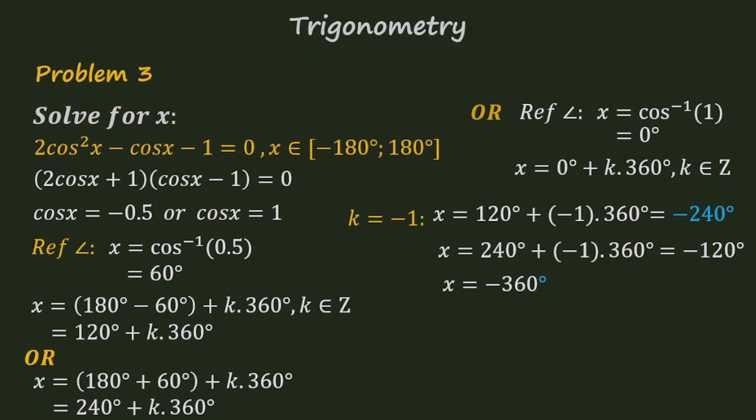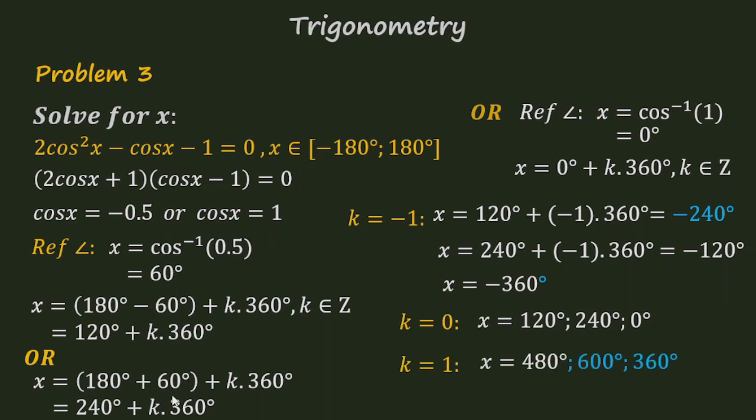Now let's try k equals 0. If we substitute k equals 0 in this, we will get 120. When we substitute k equals 0 in this, we get 240. For k equals 0 there, we get 0. Let's try k equals 1. If we substitute k equals 1 here, we get 480. For k equals 1 here, we get 600. For k equals 1 here, we get 360 degrees.